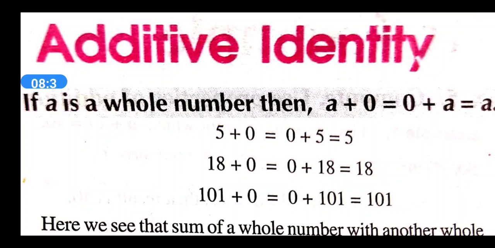So here we see that sum of a whole number with another whole number 0 is equal to the non-zero whole number. In other words, you can say that adding 0 to a number gives the sum as the number itself. That is, 0 does not change the value of a number when it is added to it. So 0 is called the additive identity of whole numbers under addition.